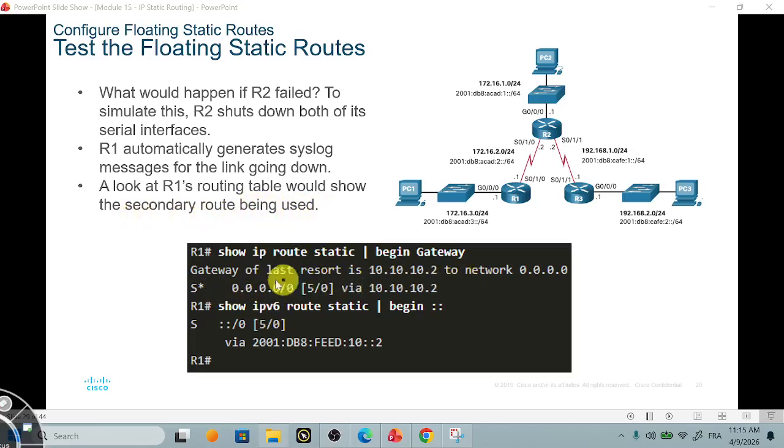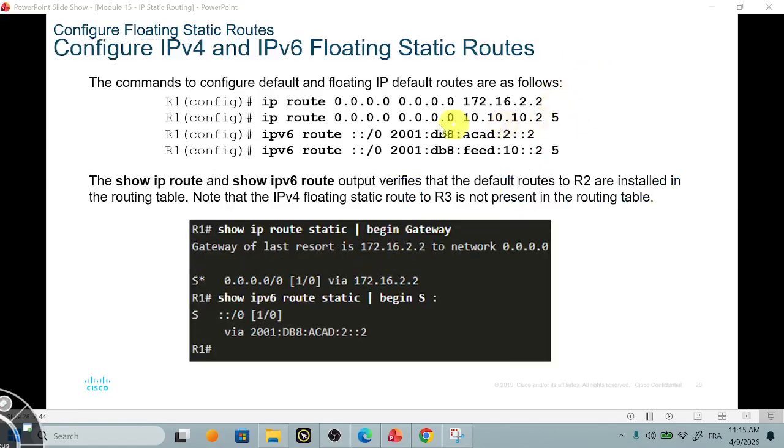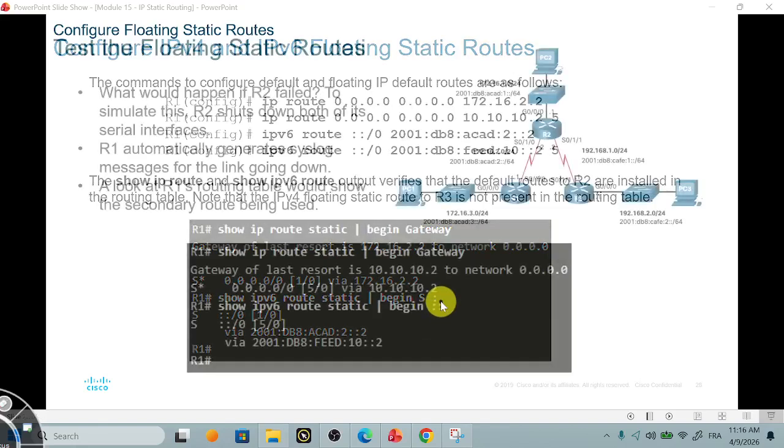This is the default static route. It will use this one, and this one for version 6, that we have configured already, right? So it means that if I am using this and this router goes down, it will use the default static route. That's it. And you see the value becomes 5. It means that it becomes the second address.